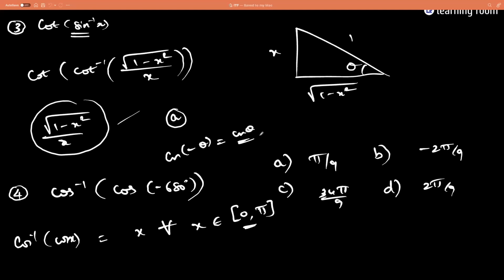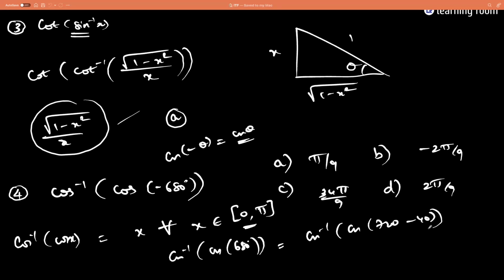Okay, let's take it like this. So this is going to be cos inverse of cos of 680. What will be the answer? Can I directly write it as 680? No, because it is greater than 180 degrees. So what should I do? Cos inverse of cos of 720 minus 40. Can I do that? So 720 is how much? 4 pi. So cos inverse of cos of 40, that is going to be 40.